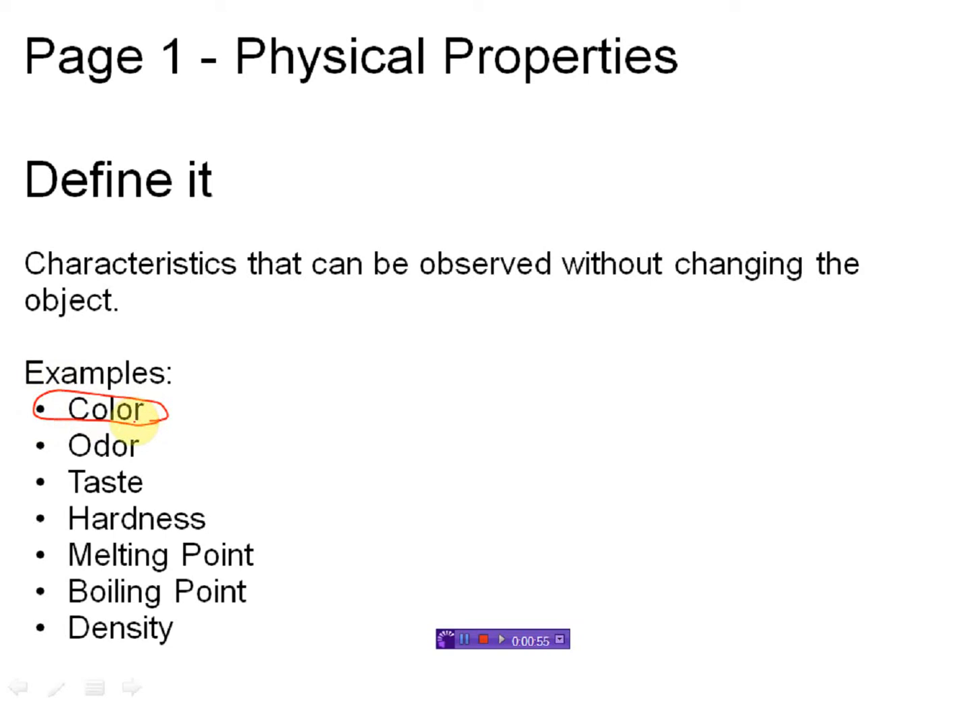You can use your eyes to identify the color. You could use some more senses. A different sense would be the odor something gives off. So a property of matter could be the odor it gives off, the taste of it. Hardness refers to something like a rock or a mineral. A diamond is considered very hard. What temperature does something melt at or boil at? And what is its density?